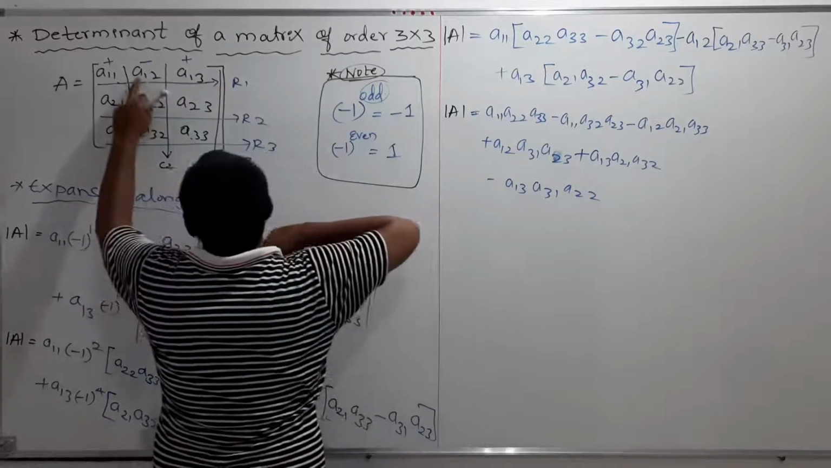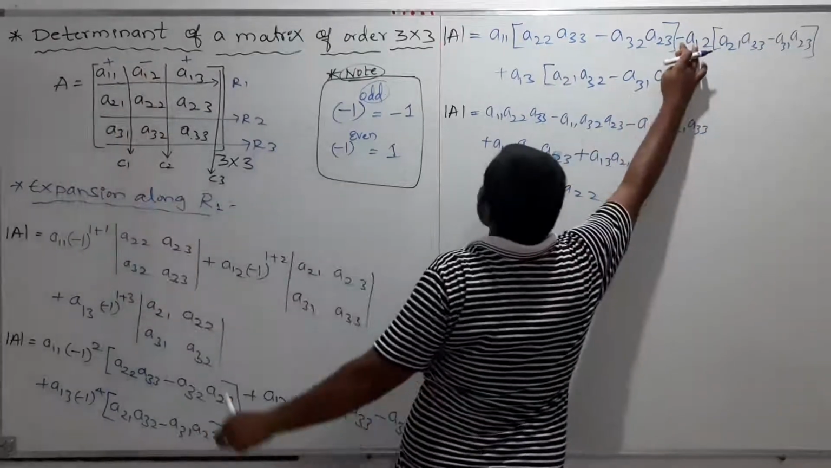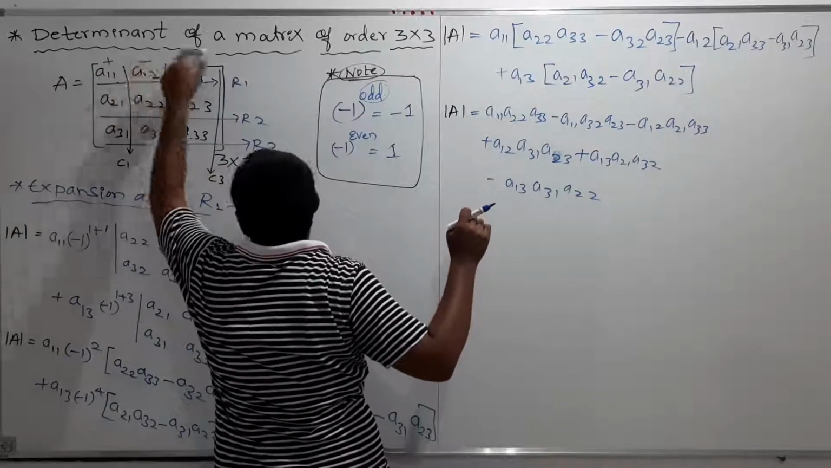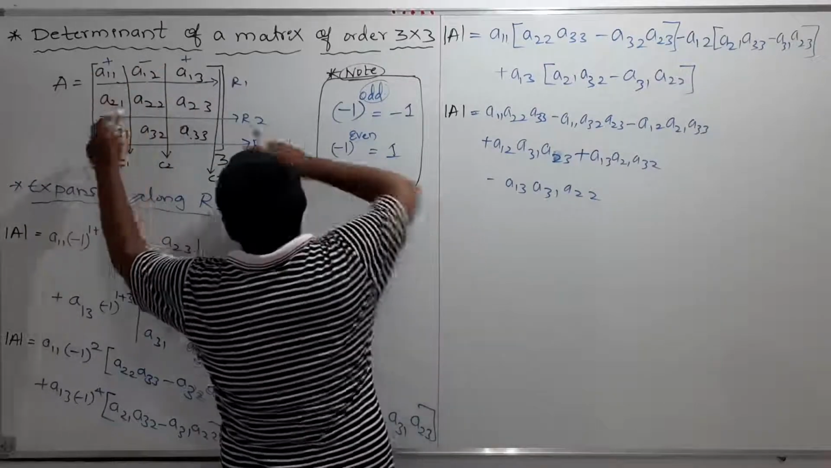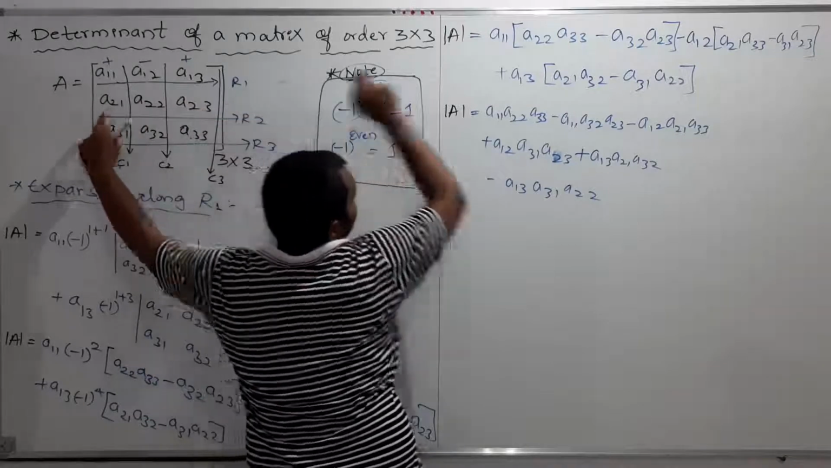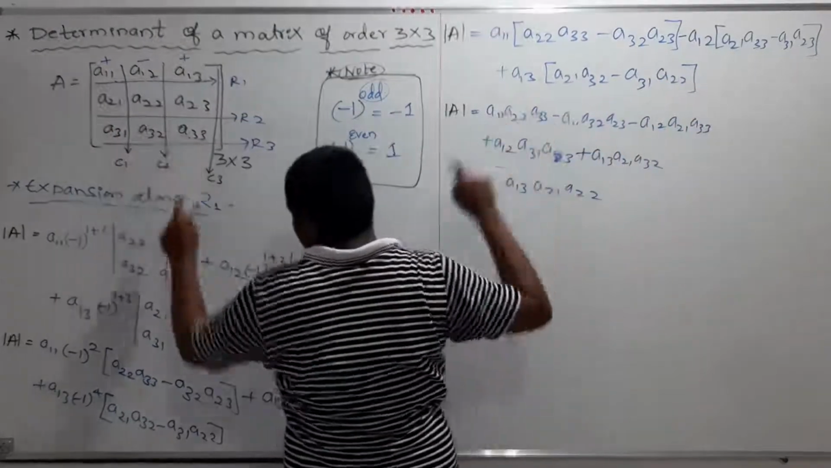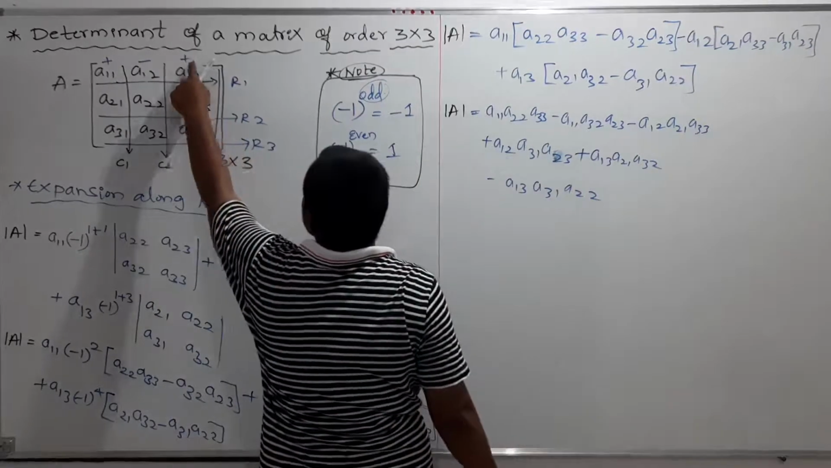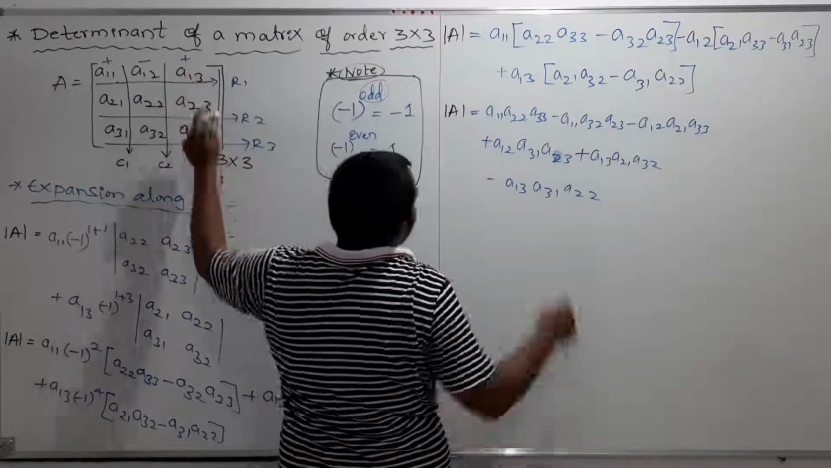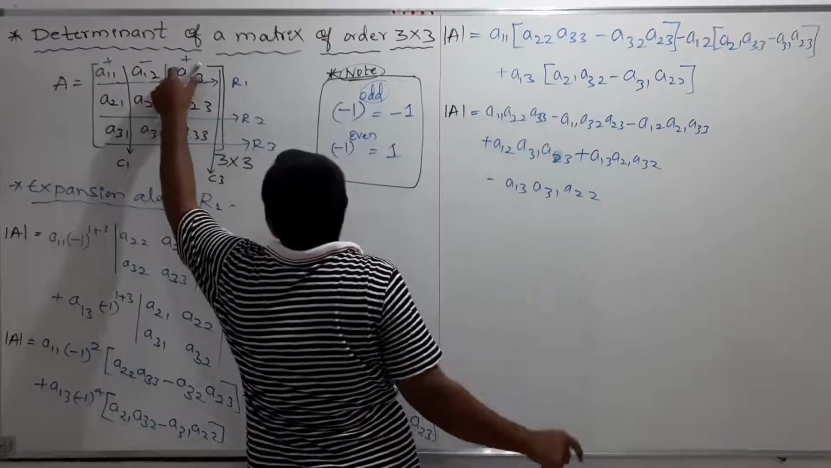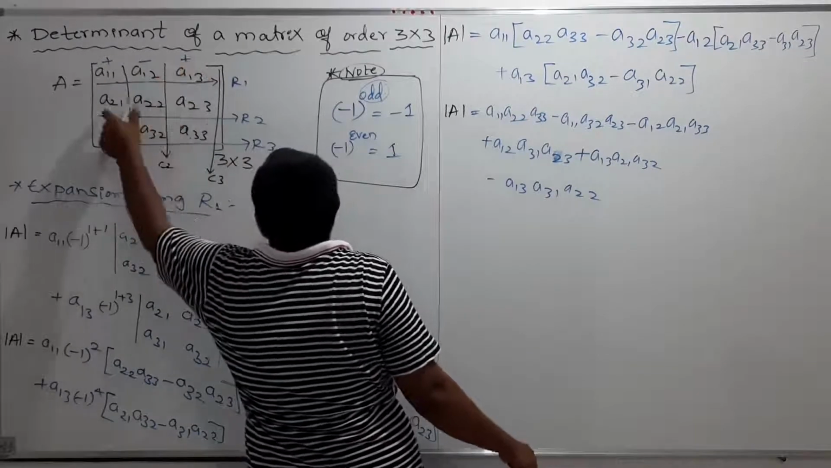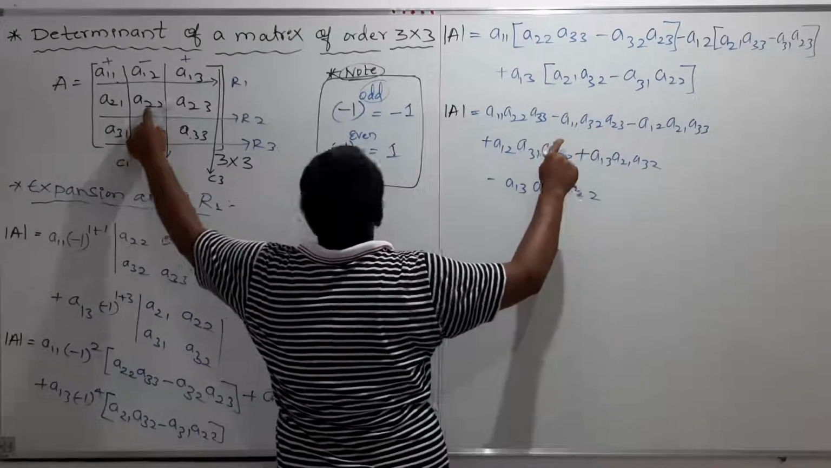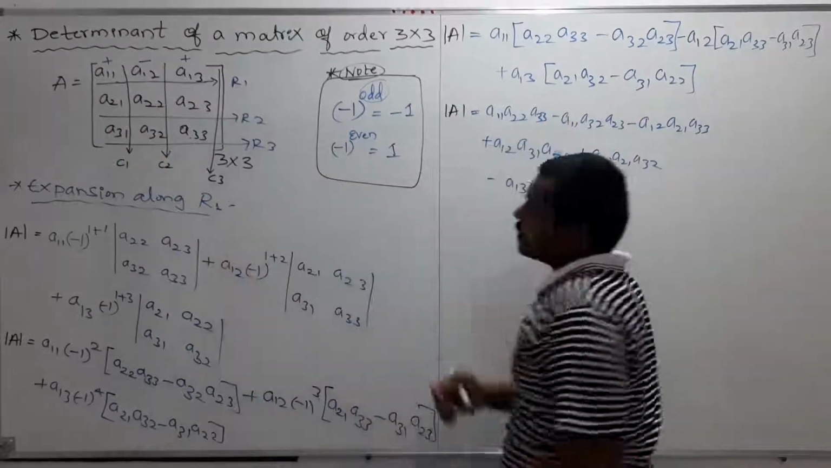Clear? And similarly, for the next term, take the negative of this element, and leave this row and this column. Again you should take the determinant of the remaining elements, a21, a23 and a31, a33. Here it is. Clear? And the next step also, plus a13, again leave this row and this column and take the determinant of this, a21, a32 minus a31, a22. Like this you should calculate.